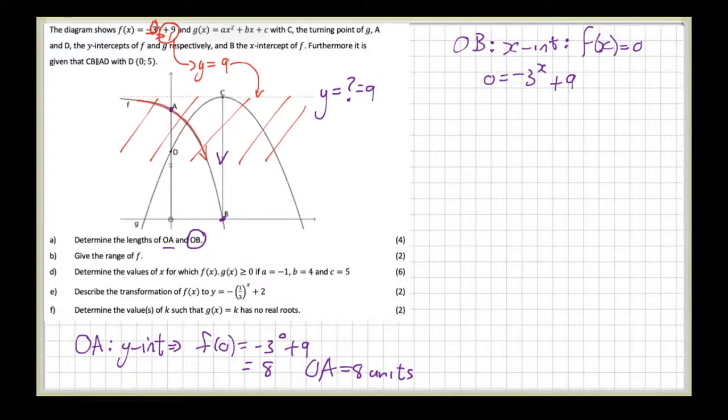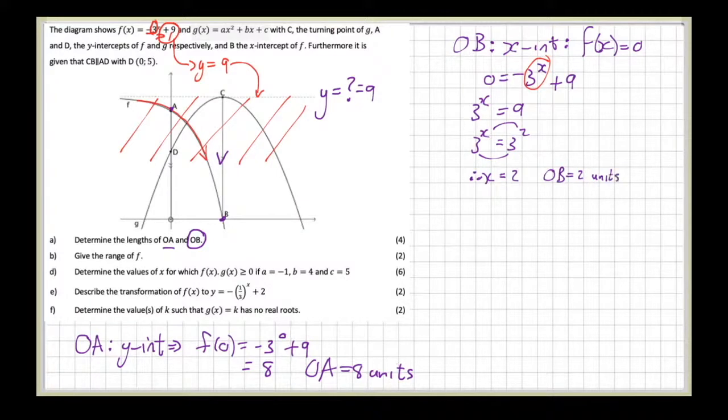Well, in a nutshell, you have to get your power alone. So the 3 to the x. So I'm going to take it to the other side. So it's going to become positive 3 to the x equal to 9. Then make the bases the same, and therefore we equate the exponents because the bases are the same. So in other words, OB is 2 units.